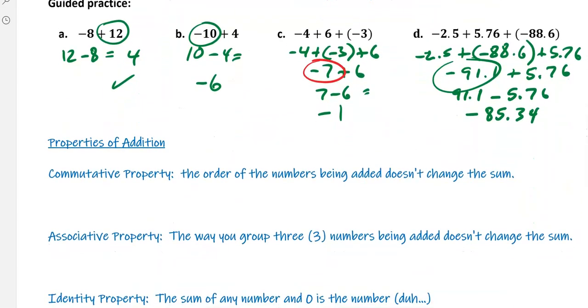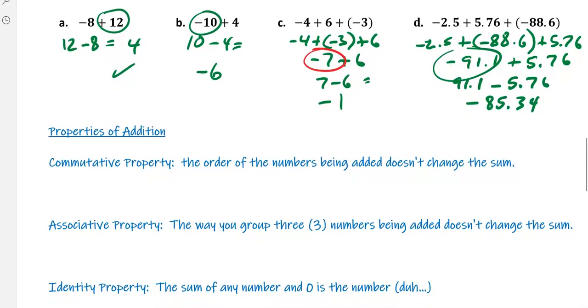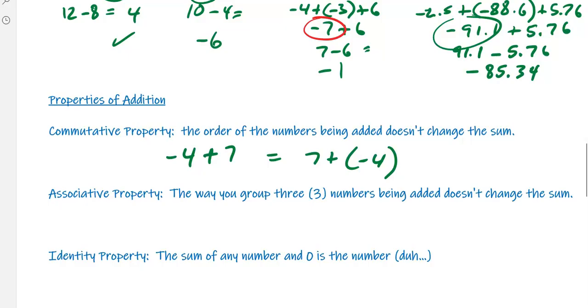All right, now there are some properties of addition we should talk about. They're really quick to learn. The commutative property means that the order of the numbers being added doesn't change the sum. For example, let's say -4 plus 7 is the same thing as 7 plus -4. The order doesn't matter. All right?